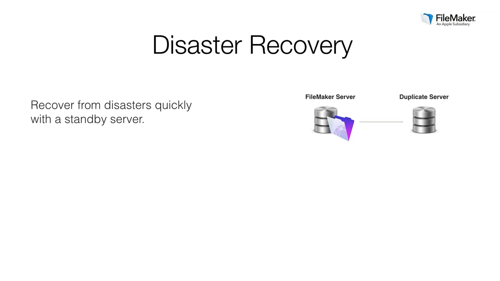For disaster recovery, FileMaker has a feature called Standby Server. Standby Server allows you to set up a separate but identical FileMaker server that will take over should something happen to your primary one. So this is a really fantastic tool for protecting against downtime. And you can even do things like switch it over manually to do maintenance on one and then switch back over later.